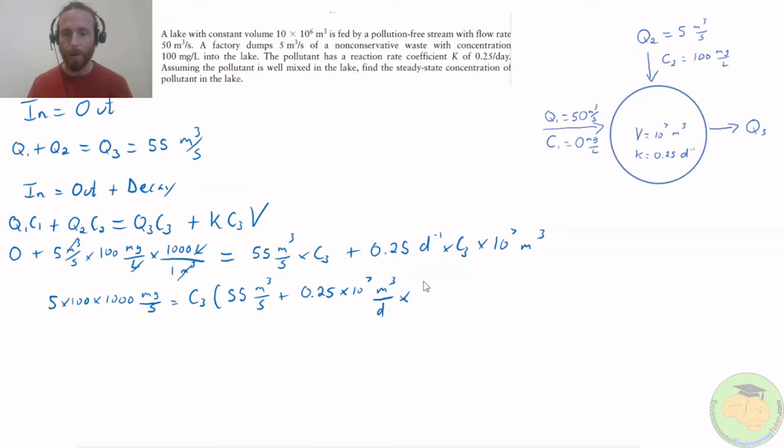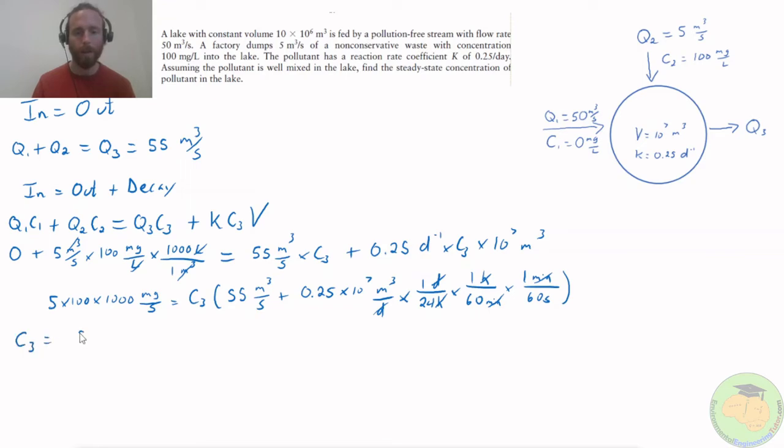So one day is 24 hours. 1 hour is 60 minutes. And 1 minute is 60 seconds. So here we can cancel out days, cancel out hours, cancel out minutes. We have meters cubed per second plus meters cubed per second. Our units balance, great. So now we just solve for C3.